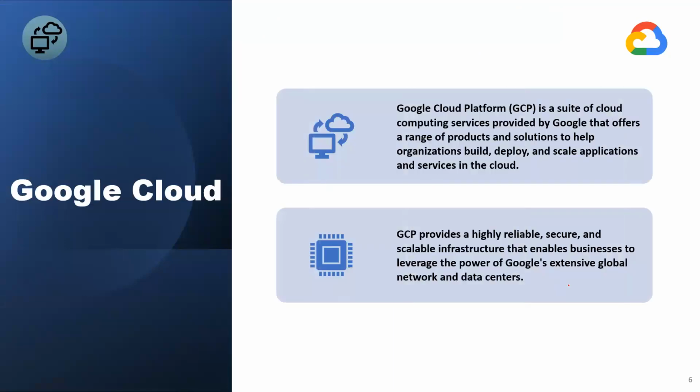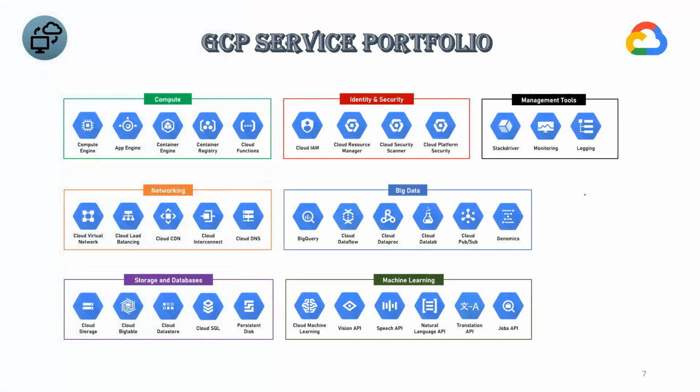Okay, so Google Cloud Platform is a suite of cloud computing services provided by Google that offers a range of products and solutions to help organizations build, deploy, and scale applications and services in the cloud. Right? What is Google Cloud Platform, sir? It provides the cloud computing services. So those are products and solutions that help organizations build, deploy, and scale applications in the cloud. Okay. And what are those applications, sir? Can you give me the application names, for example?